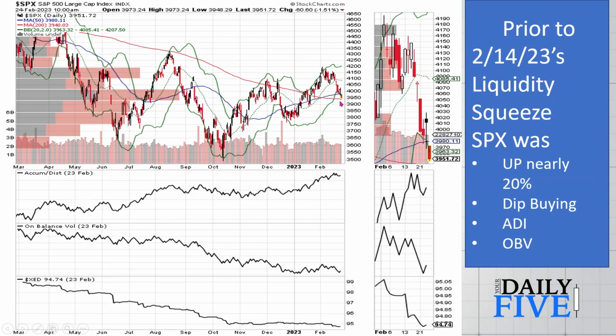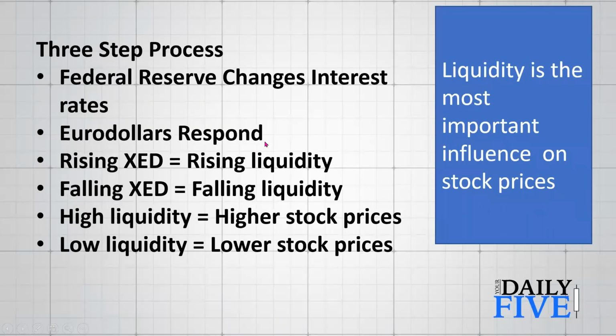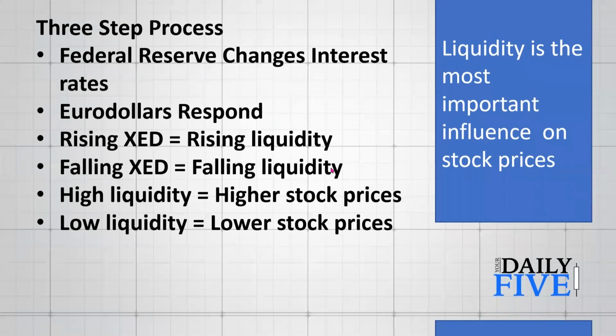This is actually a market call here. If the market breaks below this area, I would expect significantly lower prices. And you can blame it all on this low liquidity from the Federal Reserve squeezing the market. So Federal Reserve changes interest rates, Eurodollars respond. Again, rising XCD, rising liquidity, falling XCD, falling liquidity, high liquidity, higher stock prices, low liquidity, lower stock prices.